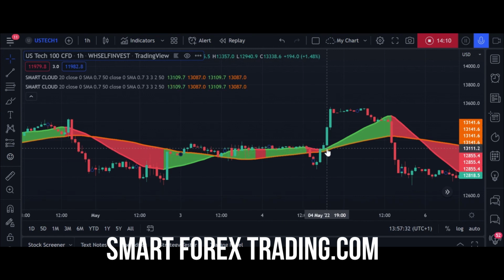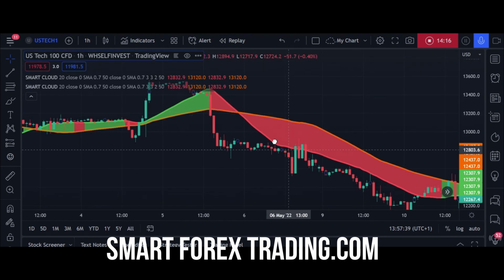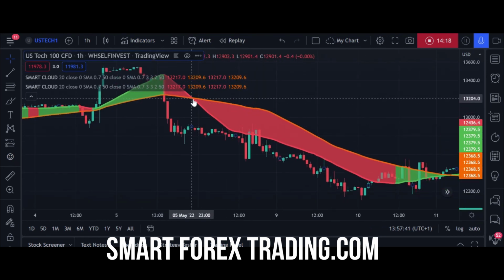Here, when we can see a crossover and the cloud is forming, we can safely enter the trade and we just stay in the trade till the cloud changes color. We can jump out of the trade with a very healthy profit.